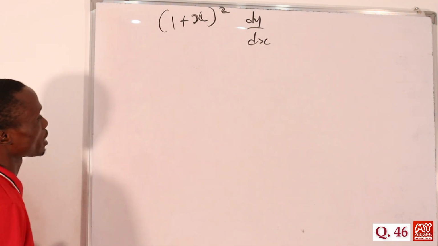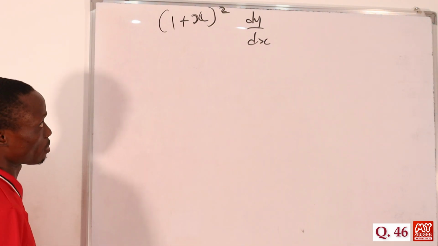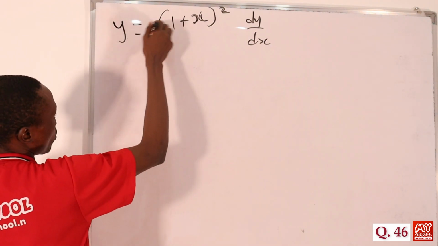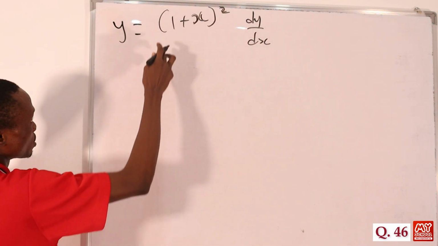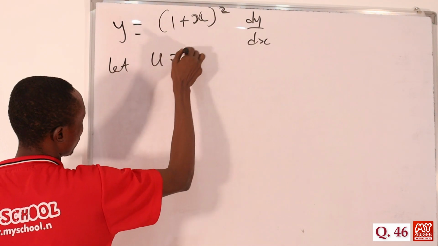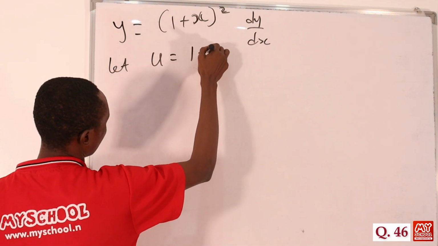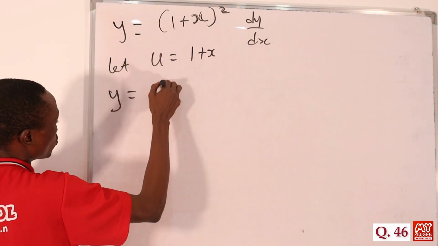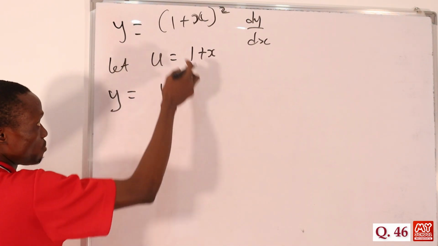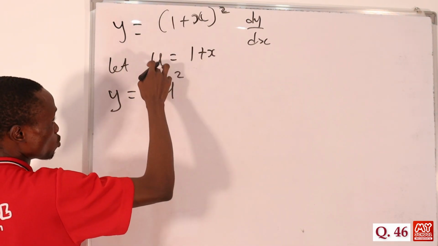Okay, so let's provide the answer to this. To do this, we will apply the chain rule, right? So of course, y is equal to (1 plus x) in brackets squared, right? So we say let u be equal to what we have inside the bracket. So that will be equal to 1 plus x. So in this case, we are saying y is equal to u raised to power 2, because we said everything inside the bracket is equal to u.